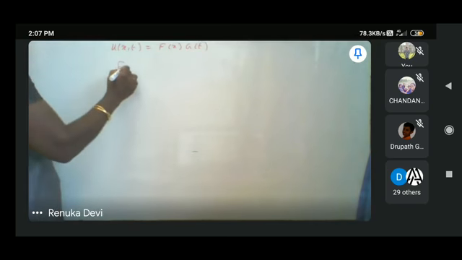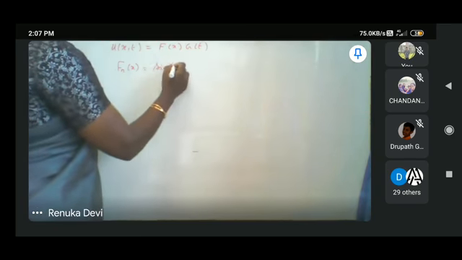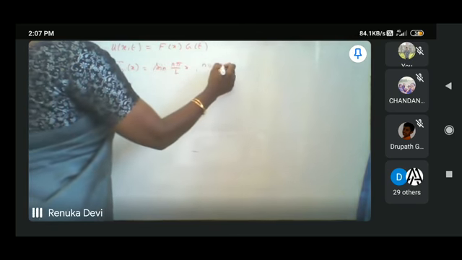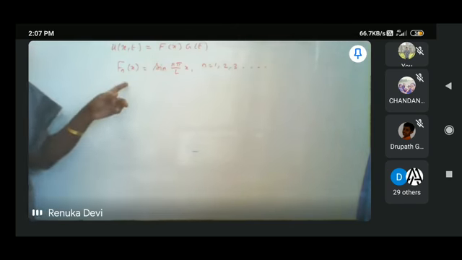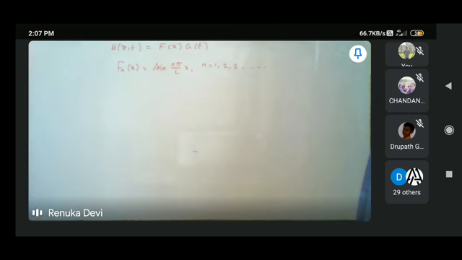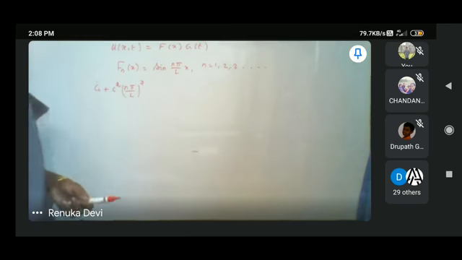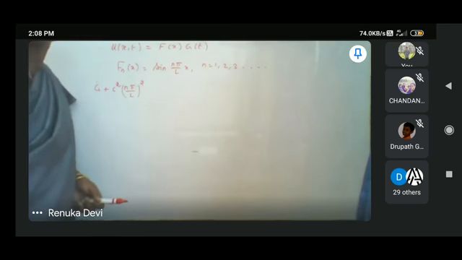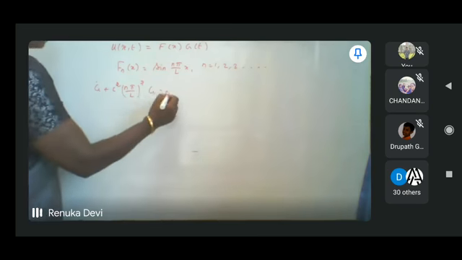We found that f1 of x is equal to sine of n pi by L x, where n equal to 1, 2, 3, etc. Up to this we have done, and also we have done this, that is g dot plus c square into n pi by L the whole square, this is p, into g equal to 0. So we are having this equation.